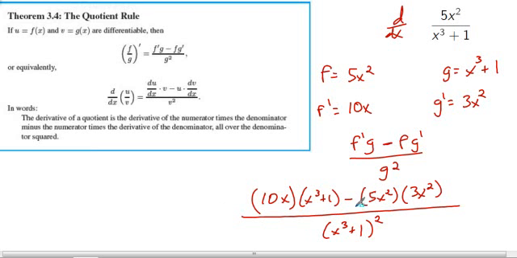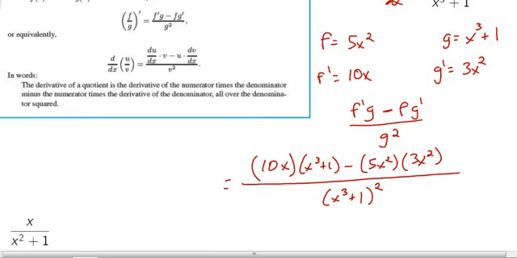Yes, I can distribute my 10x through in simplified terms and maybe pull some stuff out, but ultimately I'll leave that for you. This is the derivative, and then the answer in the back of your book would be simplified out if you need to pull out the common terms. Alright, let's try another one.